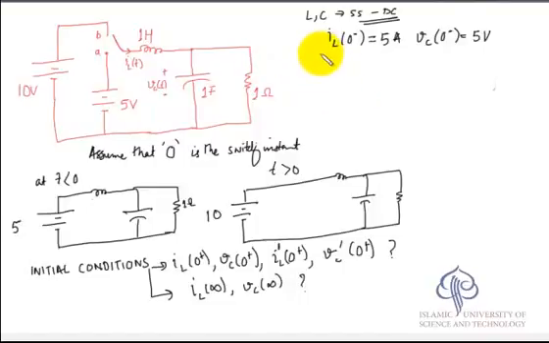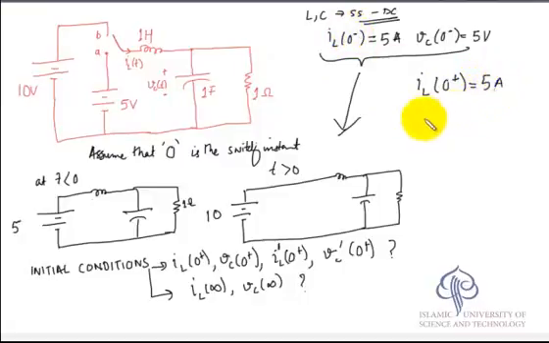Now this information we are going to take across to this circuit here, and we know that since the source is a DC source, it does not contain impulses. The value of the current at 0 plus is going to be equal to the value of the current at 0 minus. It's going to be equal to 5 amperes. The value of the voltage at 0 plus is going to be equal to the value of the voltage at 0 minus. It's going to be 5 volts.